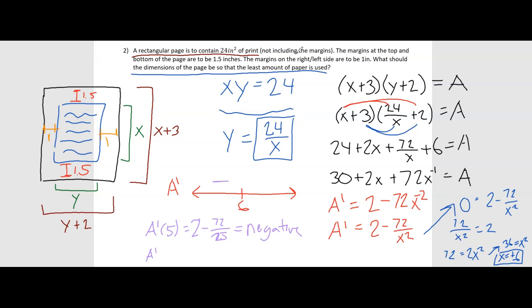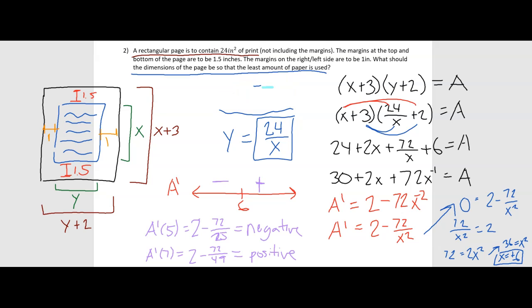And let's do a prime of 7, which gives me 2 minus 72 over 49. Well, 72 over 49 is less than 2, so that's going to give me a positive value. Again, you don't have to come up with the exact value here. You just need to show that the derivative is going from negative to positive. So when x equals 6, that is going to give me a minimum value for my large sheet of paper. And the only thing left to do is find the dimensions.